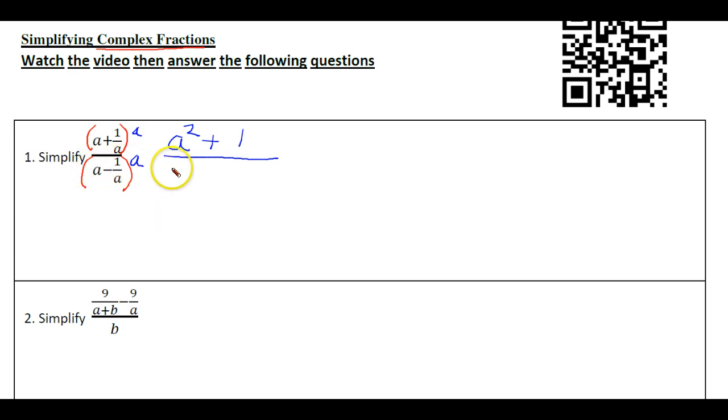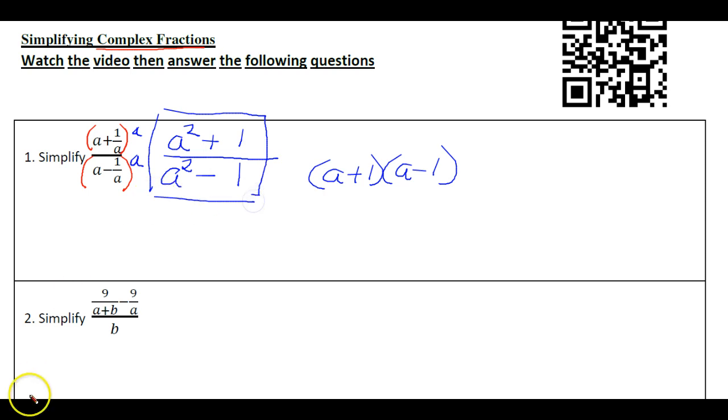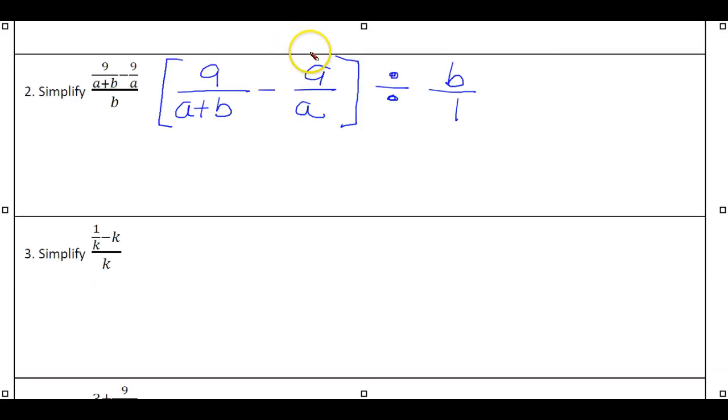Now here it's going to be a to the second. Here the a's cancel out, and it's going to be a negative 1. Now, I don't know if you see this. This is the sum of perfect squares. This is the difference of perfect squares. This would factor into its conjugates, a plus 1 times a minus 1, but nothing would cancel, so our answer is just this.